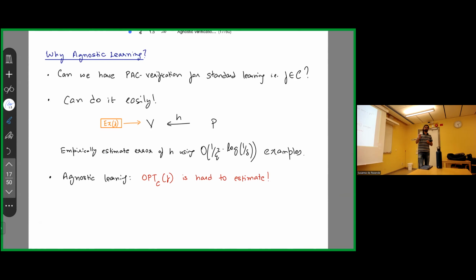If you send a hypothesis, then using 1/epsilon² many samples, you can check if it's close or far away. But in agnostic learning, this value of opt is very hard to estimate, because it is over all possible functions. You want to minimize the distance between the underlying function and your target class. So it's very hard to estimate this on your own, and agnostic learning certainly makes more sense in this setting.